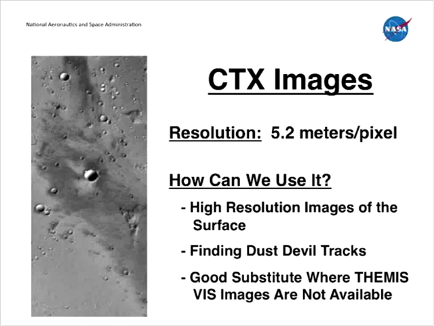And so in this example image, you see the center of Gusev crater where the Spirit rover landed, and you can see details in the dust devil tracks. Whereas in Themis Vis, you might just see a dark area that represents a lot of dust devil tracks having gone through there. So in this case, you can use CTX to actually measure the length and width of the individual tracks. Also, CTX is a really good substitute for Themis Vis images when Vis images don't cover the area you want to study. And the inverse is true. If you don't have Themis Vis images, you might want to look and see if you have CTX coverage.